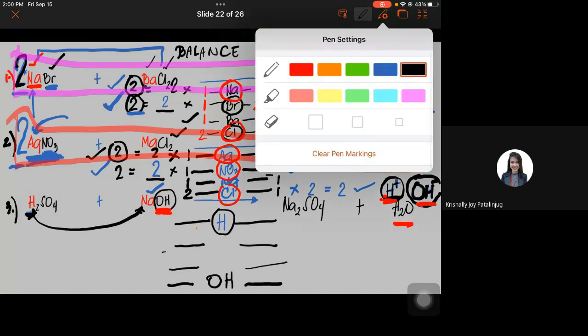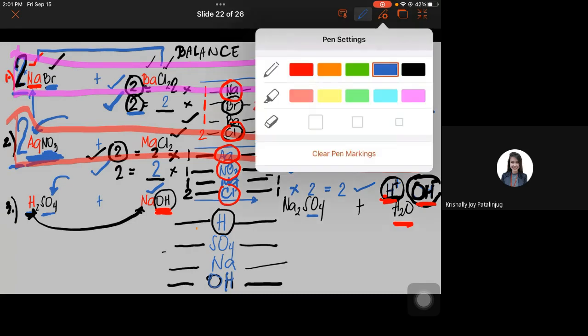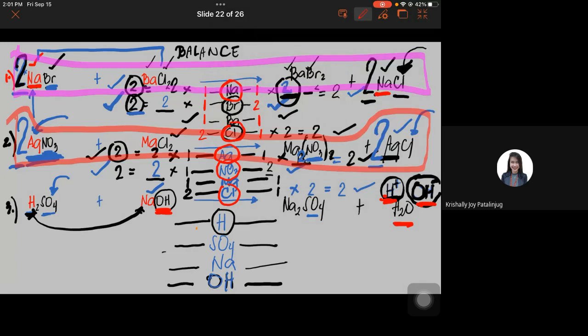Next, let me change the color. What else? Sulfate. So after hydrogen, you have SO4, sulfate at both sides of the equation. You have it in the reactant side and here on the product side. And lastly, you have sodium. At both sides, you are observing sodium atoms. So these are the atoms you can observe in this chemical equation. Let me finish this discussion. I know it's already time.